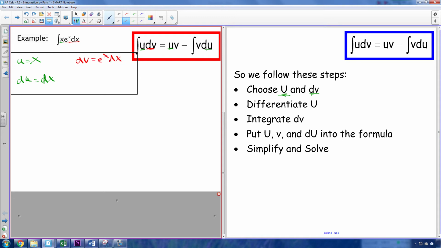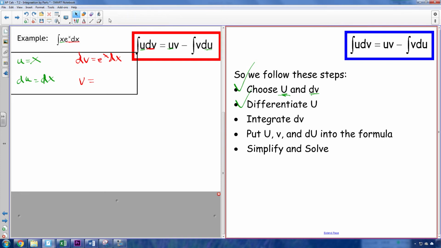Now here's the most difficult part, I think, which is that we don't really have v yet. So we've chosen both things, and I'll talk to you about how to choose them a little bit later, but for right now we're good with that. And we differentiated u. But if we have dv, the derivative of v, and we want v, we need to antiderive or integrate that thing. So we can take a side note and integrate dv. We have the integral of e to the x dx, which is simply e to the x. So we'll put e to the x here for the plain old regular v.